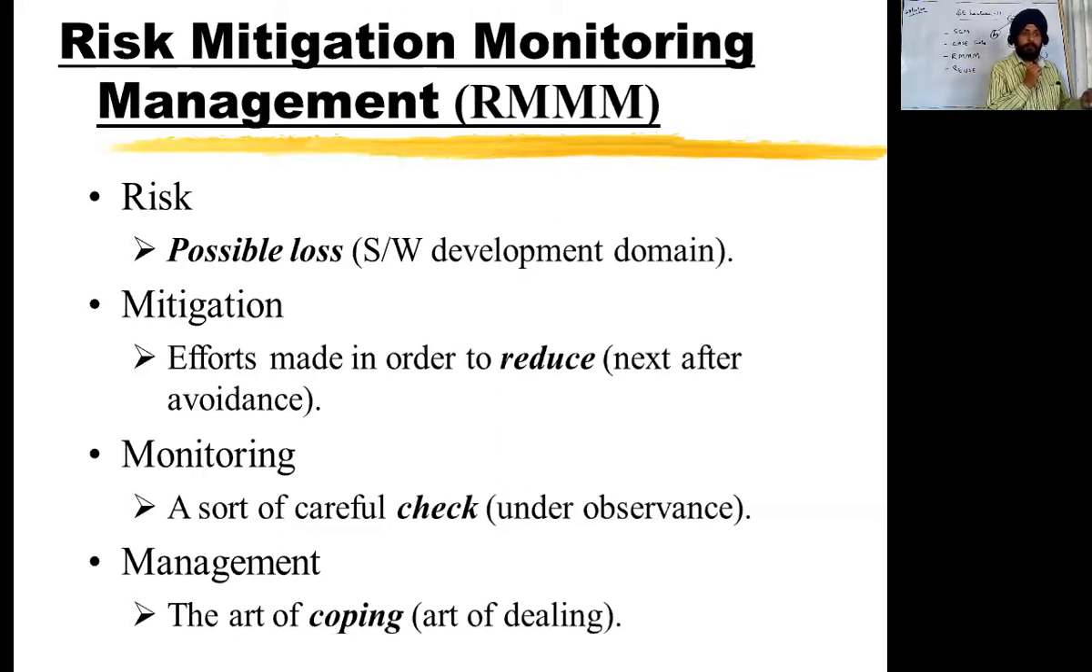Next, we should make all the efforts so that risk does not come into our system. We should develop our software in such a manner that it is foolproof, so that no risk is there. The efforts made in order to reduce or avoid risk, so that it does not enter our system, are known as mitigation.